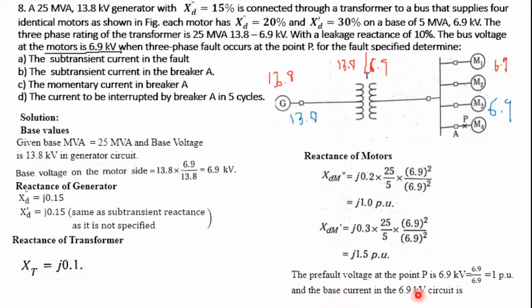And this is the base current in the 6.9 circuit, because we have to find the value of the current across the motor at point P. We know how to calculate the base current: MVA base divided by root 3 into kV base. MVA base is 25 MVA divided by root 3 times the base voltage of 6.9 kV, and you will get 2091.8 amperes. This is the base current across the motor.